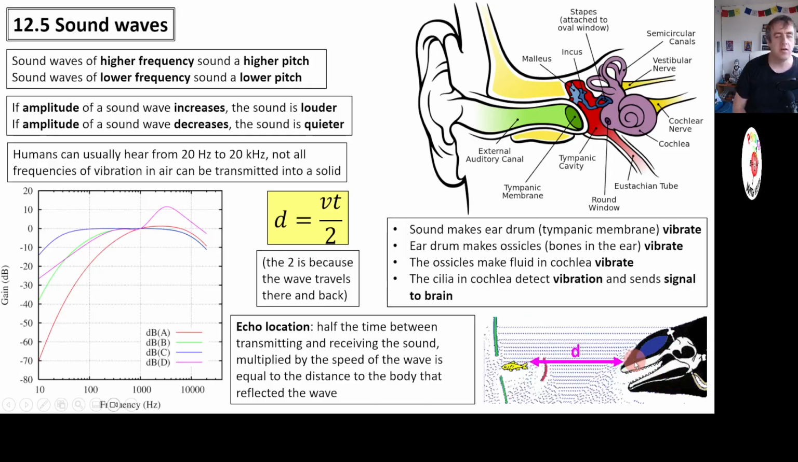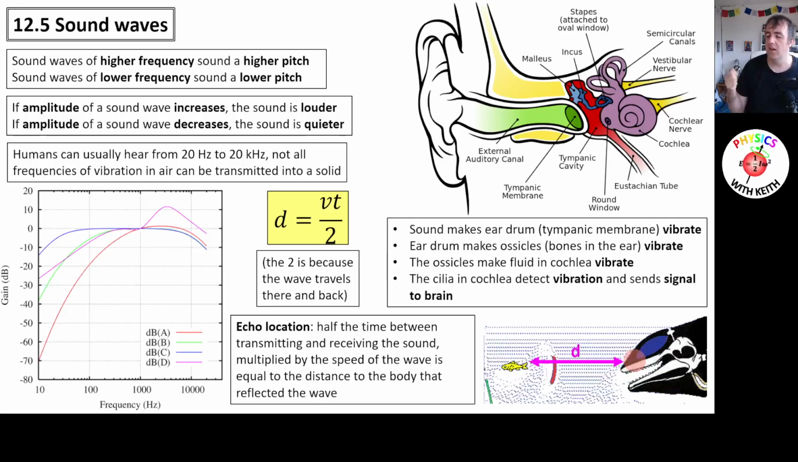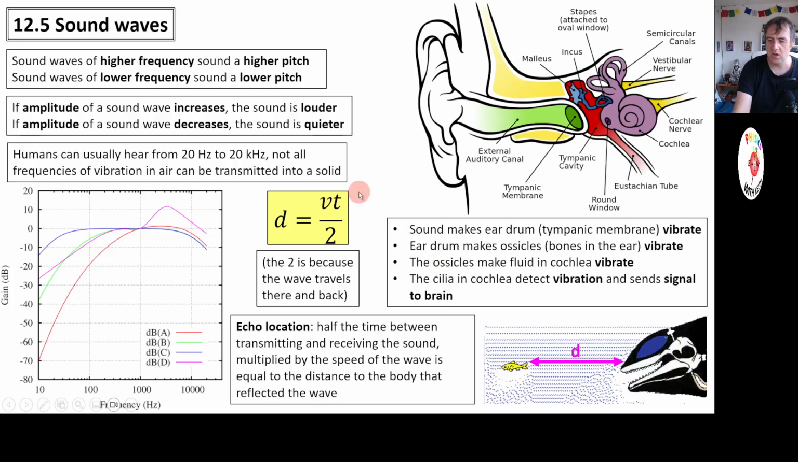So the time, it's very clever how they do this. The brain has understood that the time between when they send that click and hear the click, if you halve it, is the time that the sound has travelled to the fish. So d equals v times t, but t is half the time, because it's the time it takes for the sound to get to the fish only, if we want to know that distance, which is half the time between when you send the click and hear the click. So that's echolocation.